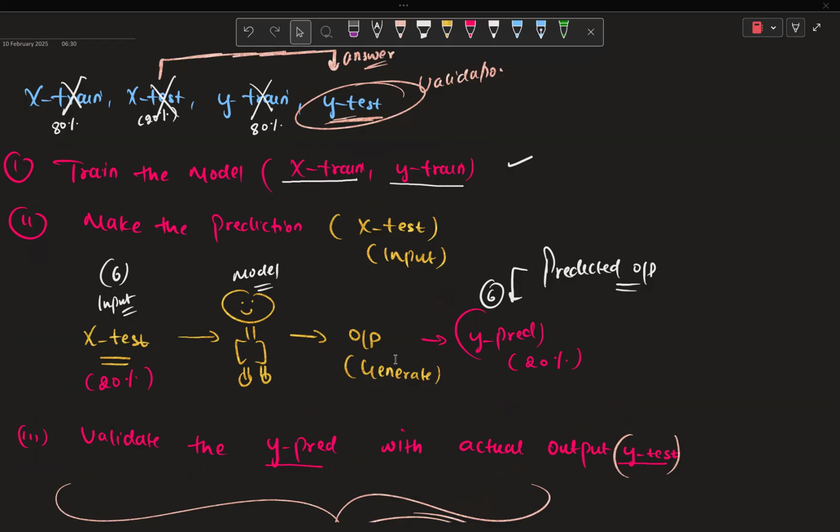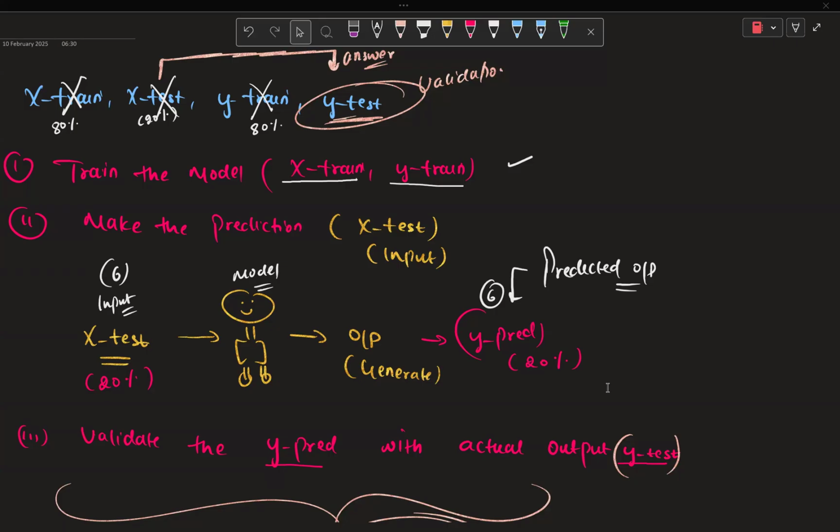So, Abrar, here we have X train input, which is 80%, and Y train output. Here we need to predict the output in step 2, like making the prediction. Here for X test we are giving the input, and Y test is the output that we need to generate. So here we are giving it as 20%, and Y prediction is also 20%. You understood this point, Abrar? So in step 2, we test the input, that is 20%.